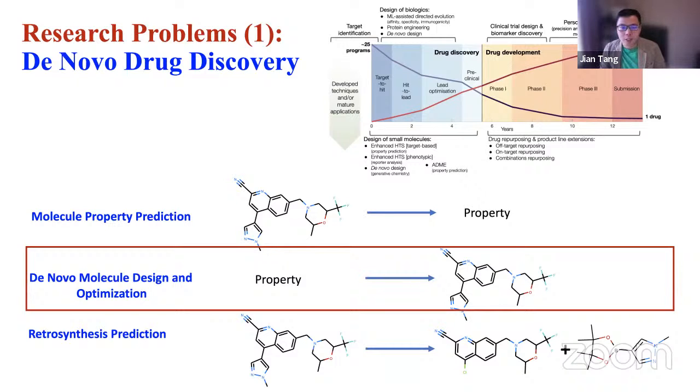The second one is about de novo molecule design and optimization. As I said, in this case we try to design a molecule with optimized properties.